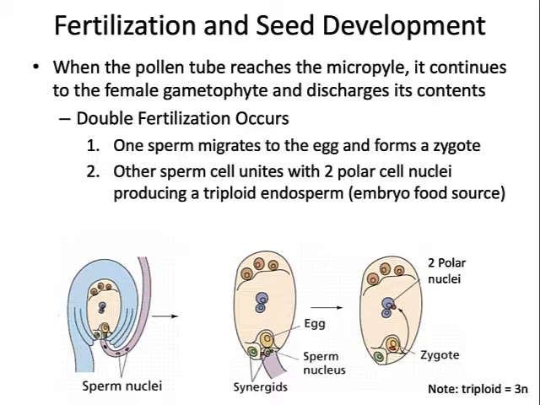One sperm migrates to the egg and forms the zygote, and the other sperm unites with two polar cell nuclei, producing a triploid endosperm. Look at that root word tri. Tri means three. So therefore, triploid is referred to as 3N. And this is a very important embryo food source for the angiosperms.